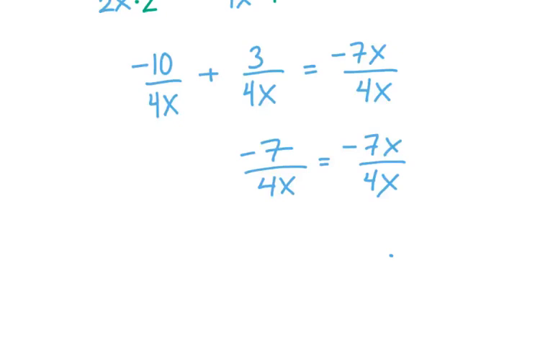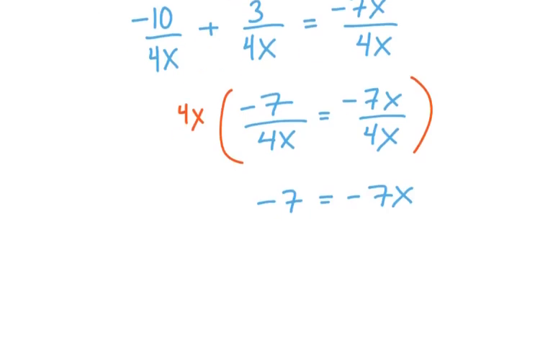And if it's okay with everybody here, timesing through by that LCD is what eliminates the denominator. So if you want to show it, you can, or if you're okay just saying that negative 7 equals negative 7x because the denominators are the same, that's cool too. This results in just a friendly linear equation, which I can solve by dividing both sides by negative 7. So the solution here is 1 equals x, or x is 1.